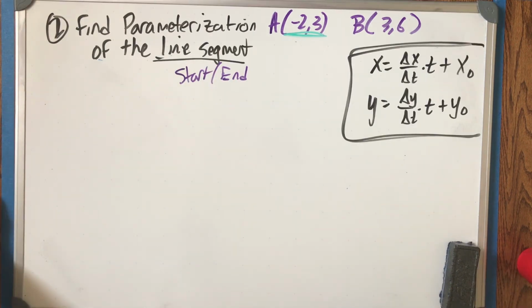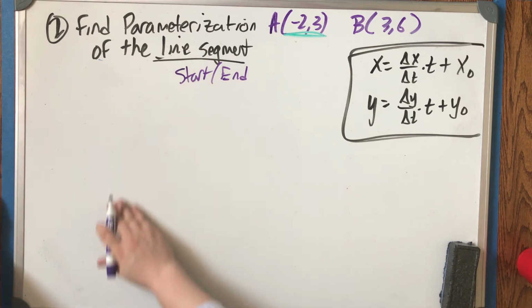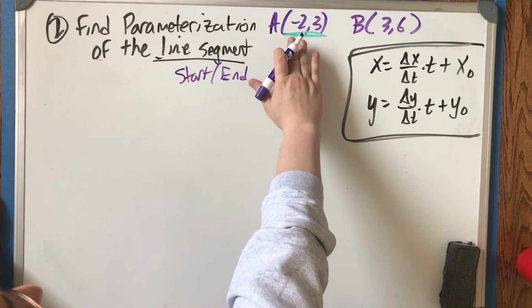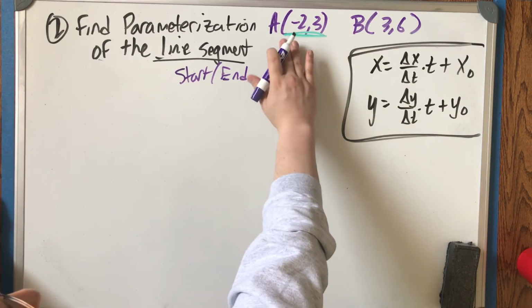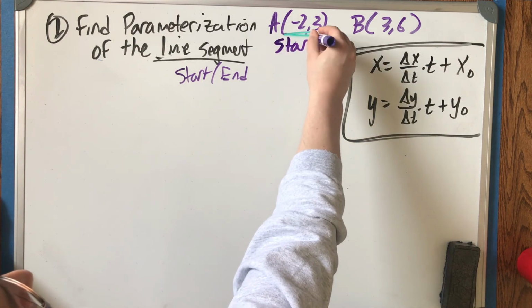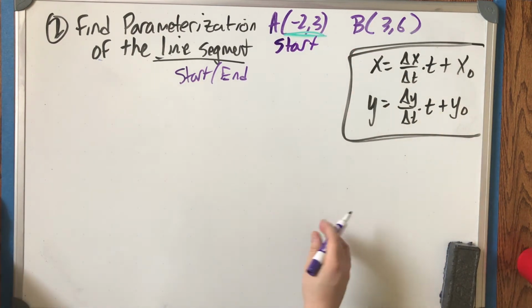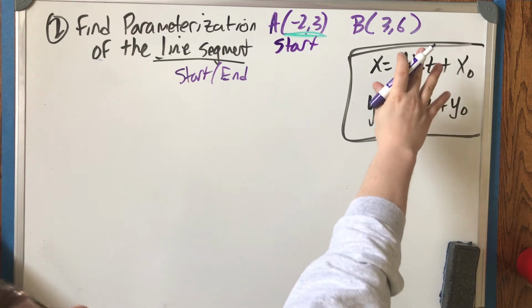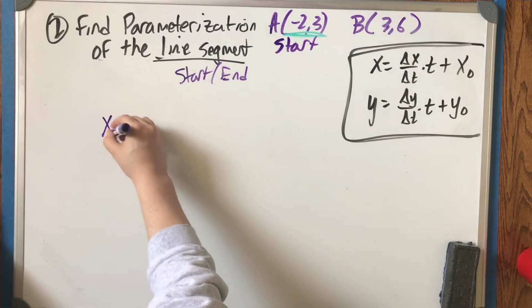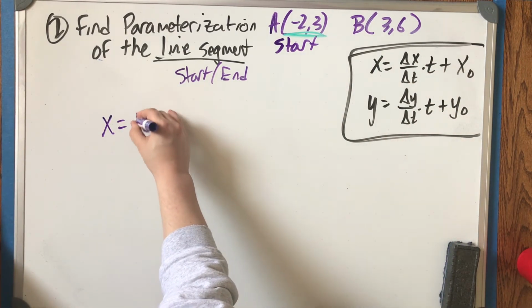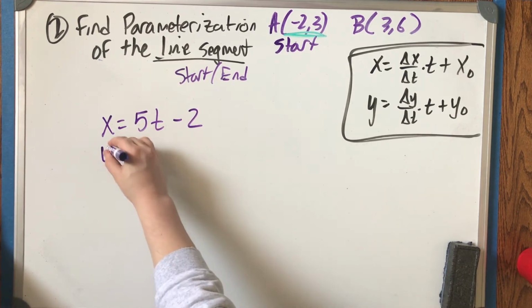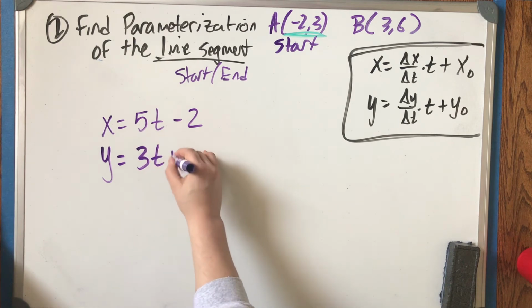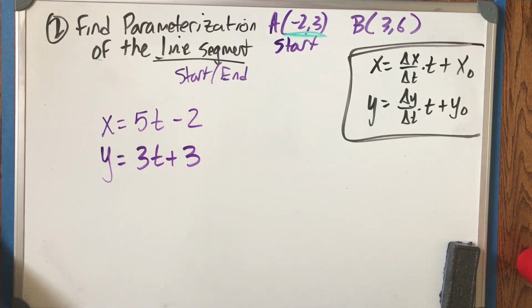So for part 2, we want to find the parametrization of a line segment, which means that we have a start and an end point. So we're going to allow it to start at A and go to B, and that's because it says from A to B. So A needs to be our start, and B needs to be our end. And let's just use the same equations that we already found. So we had x equals 5t minus 2, and we had y equals 3t plus 3, I believe.